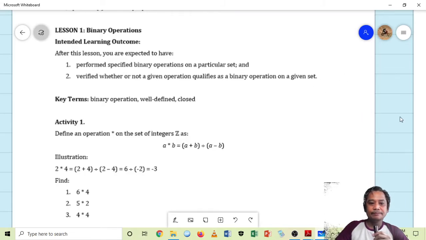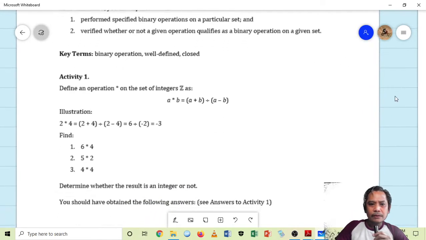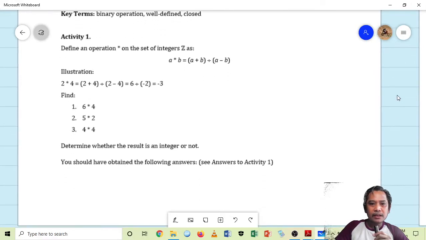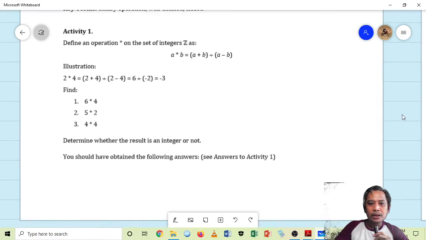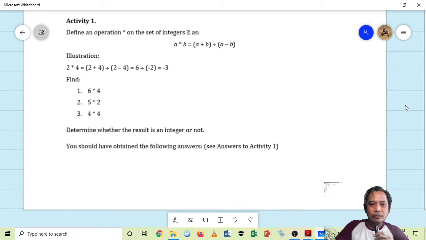In your first activity in that learning packet, you were asked to perform the operation defined, asterisk, on the set of integers as a operation b is equal to the sum of a and b divided by the difference a minus b.